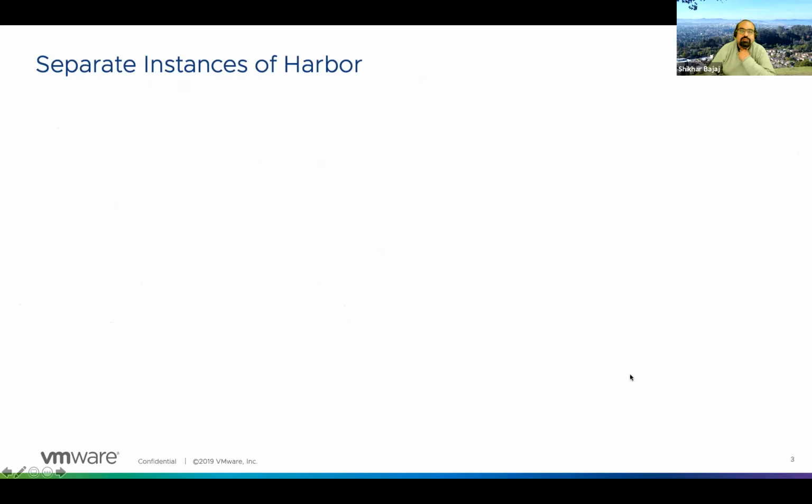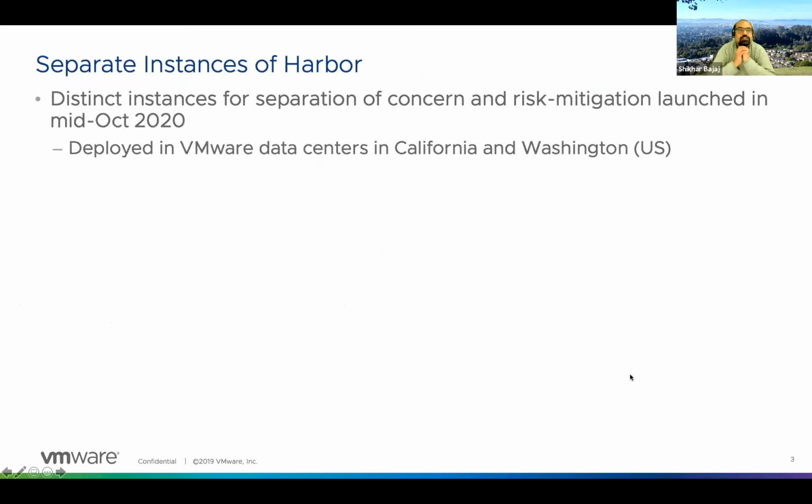So what did we do? We stood up two separate instances of Harbor for separation of concern and risk mitigation. This happened in mid-October of last year. We've deployed them in VMware data centers in the US, one in California and the other in Washington. These are our two main data centers for the company, and the instances are deployed in an active mode.